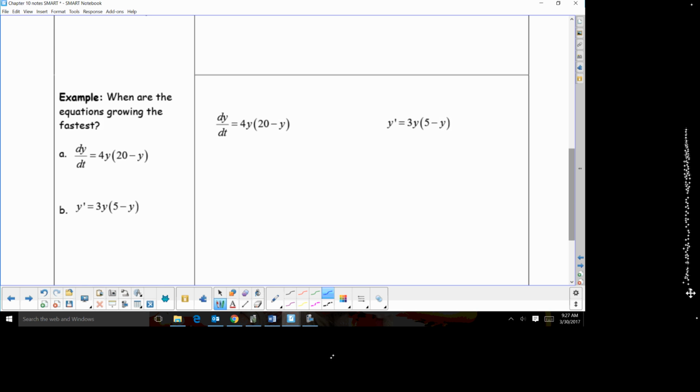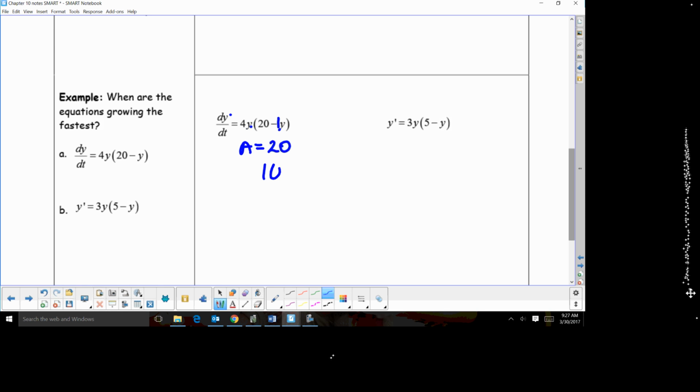Okay. Is the first one logistic growth? Yeah. Do I have same, same, same? Do I have a 1 in front of that guy? Yes, and it's a minus 1. Okay, so that is logistic growth. What is my carrying capacity here? 1. So it says when are the equations growing the fastest?